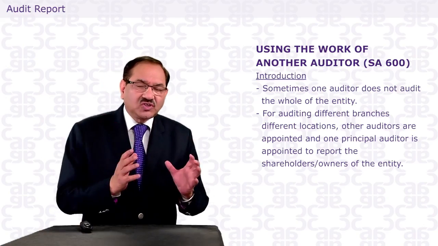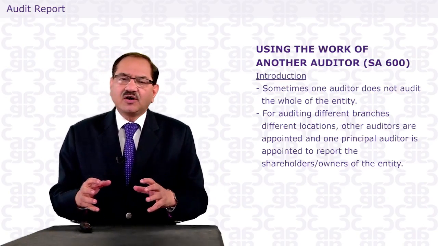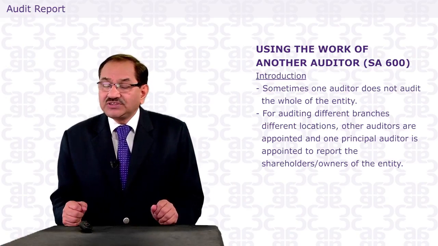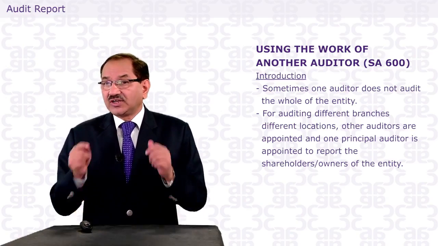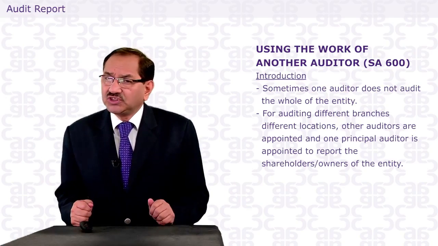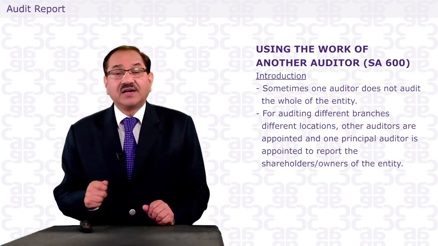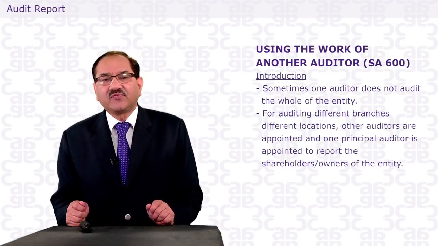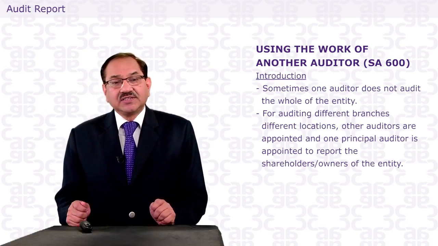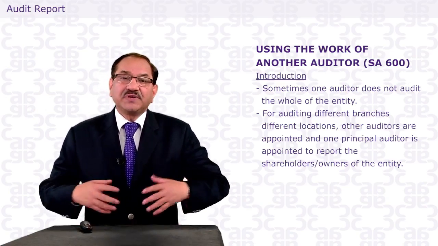The reports of the branch auditors do not go to the public. The users of these financial statements and auditor's report are not using the branch auditors' reports. Who is using the branch auditors' reports? It's the central auditor, the principal auditor, who is using the branch auditors' reports while formulating his opinion under SA 700, 705, 706.